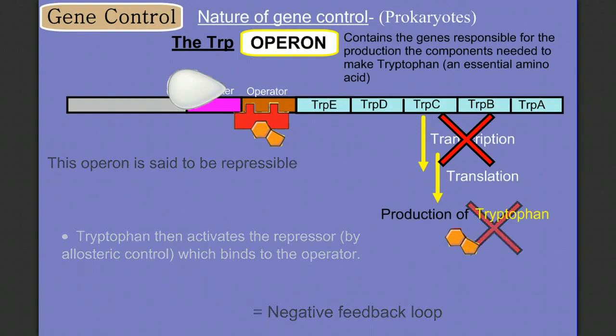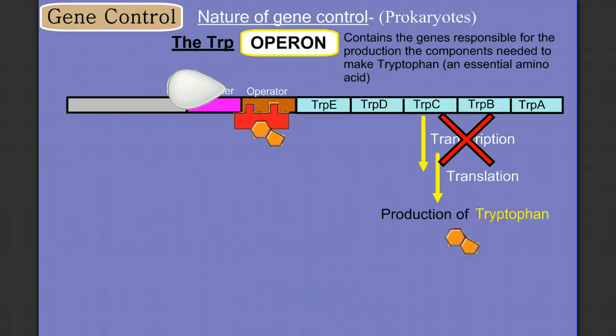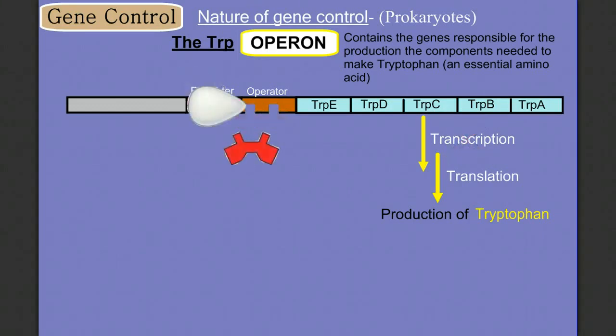So now we stop making tryptophan. And as we start to consume tryptophan, using it up, then look what will happen. As tryptophan gets used up, the repressor is going to go back to its inactive state, allowing RNA polymerase to bind again to the promoter, and we'll start our production of tryptophan again. So this is a self-regulating system.